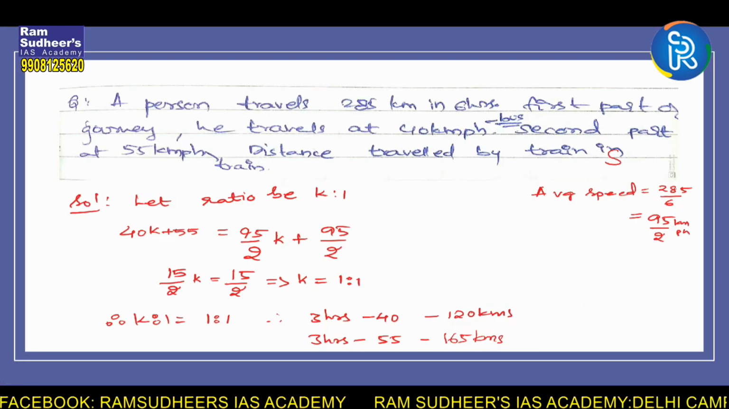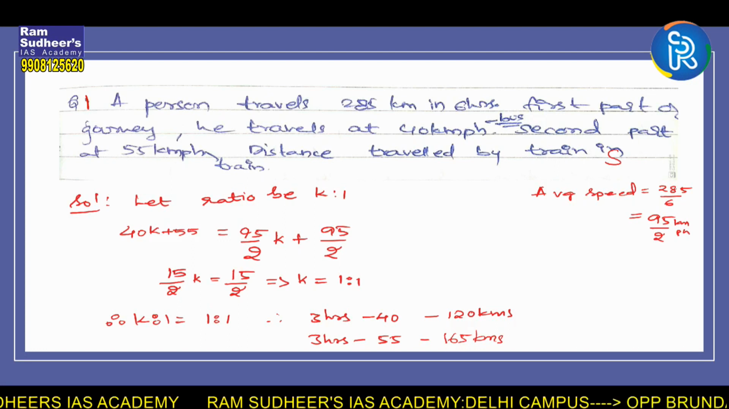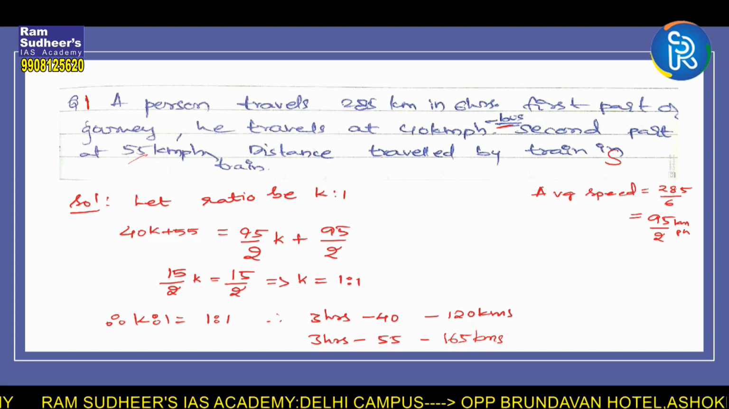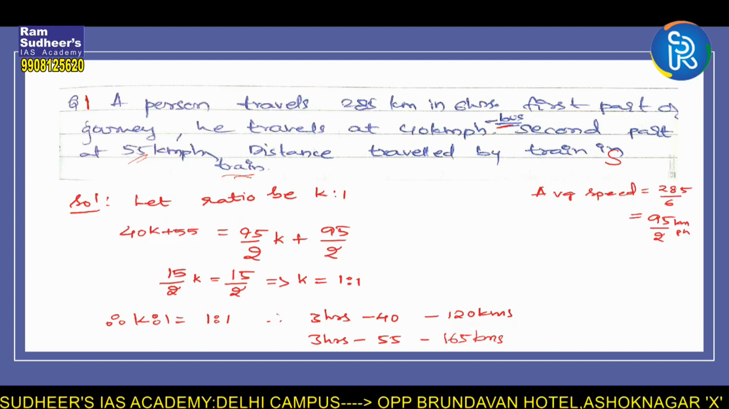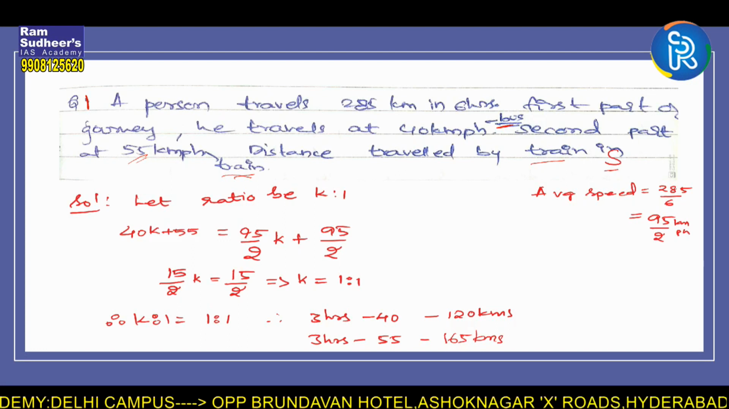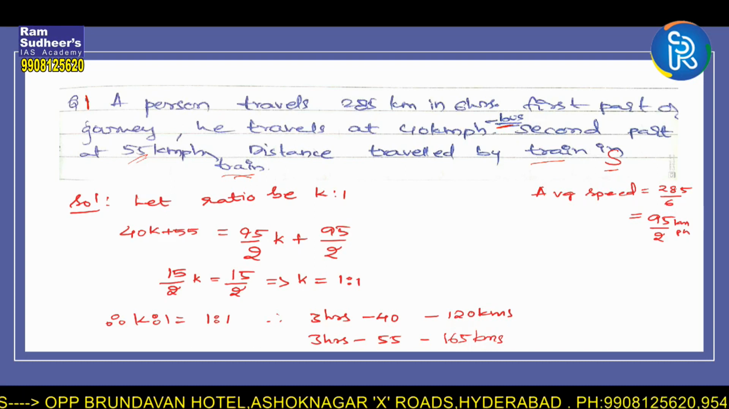Question number 1. A person travels 285 kilometers in 6 hours. The first part of the journey he travels at 40 kilometers per hour by bus, and the second part of the journey he travels at 55 kilometers per hour in train. Distance traveled by train is? If you remember, such sort of question we have already solved in our previous video. I just introduced the same question in this video for recollection.